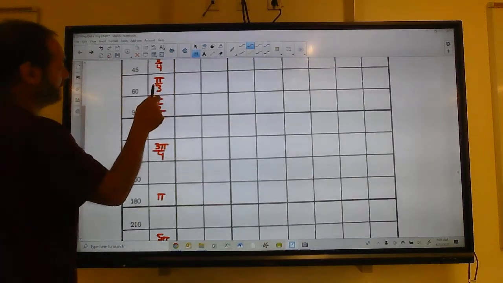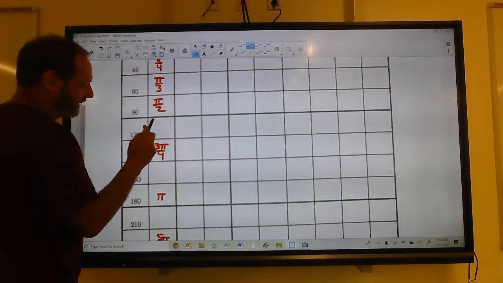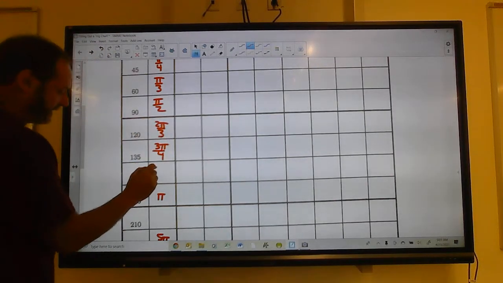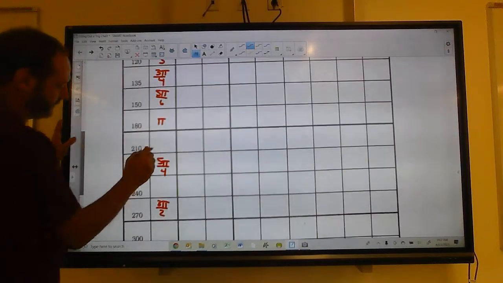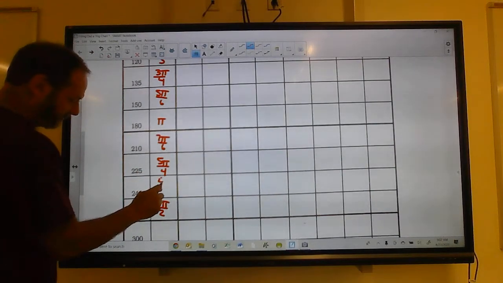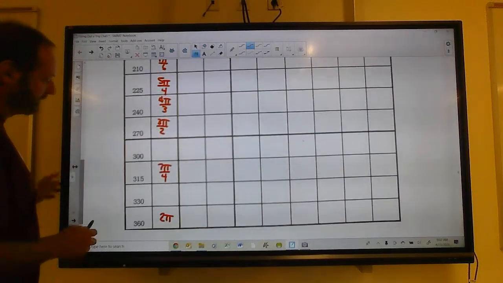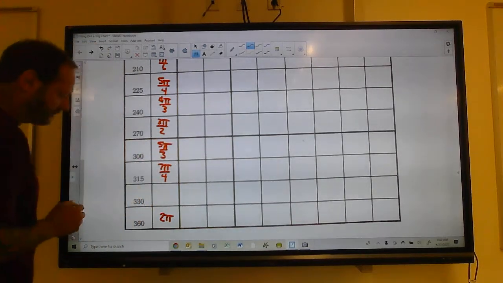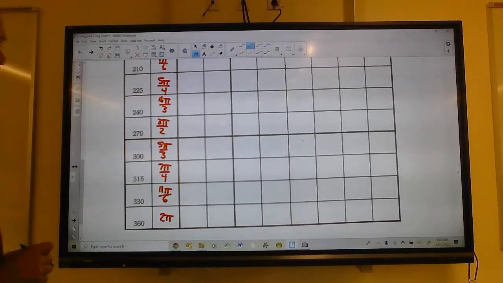Let's see, this was 2 pi over 6, this would be 3 pi over 6, this would be 4 pi over 6, so that'd be 2 pi over 3 when we reduce it. This would be 5 pi over 6, 6 pi over 6, 7 pi over 6, this would be 8 pi over 6, which is 4 pi over 3, 9 pi over 6 is 3 pi over 2 again, 10 pi over 6 reduces to 5 pi over 3, and this would be 11 pi over 6. And now we've got all the radians filled in.